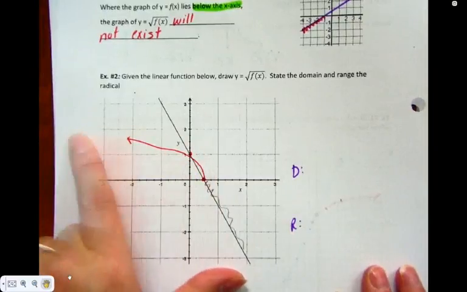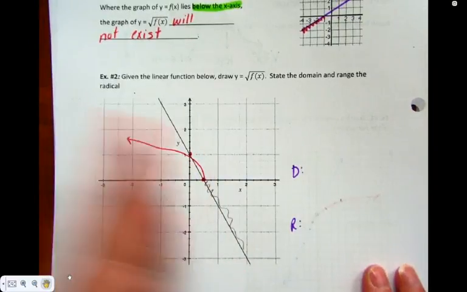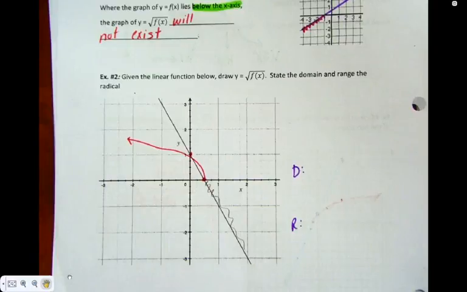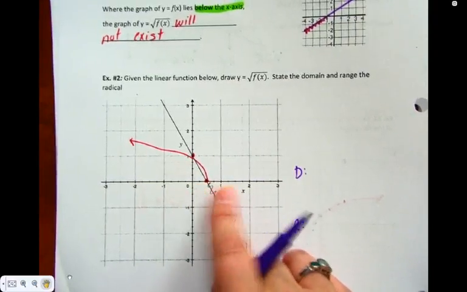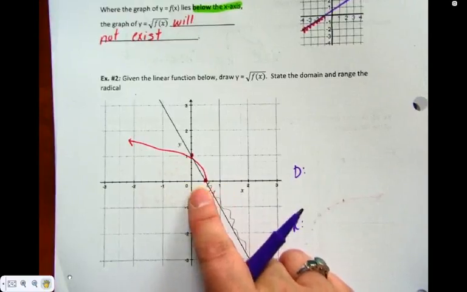The left, the arrowhead means forever and ever and ever. We come to the right. Where is that point going to be? Well, we're going to have to estimate it a little bit. Somewhere between 0 and 1. 0.5, I think pretty close.